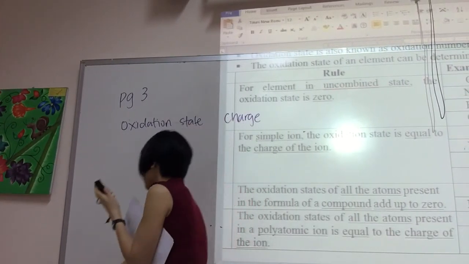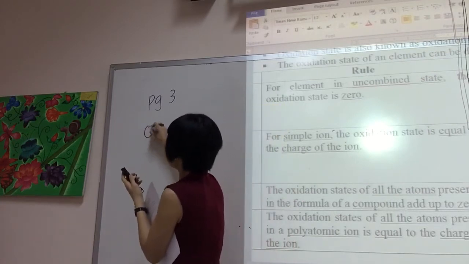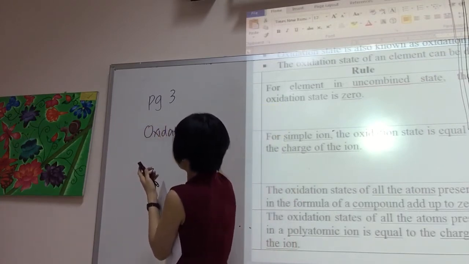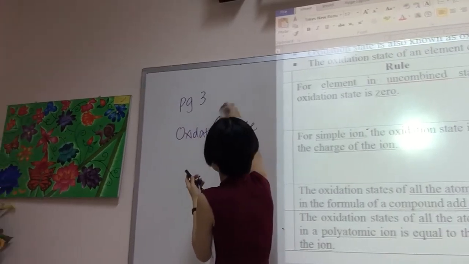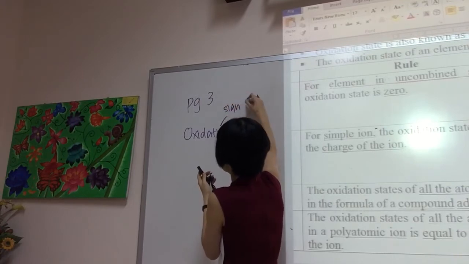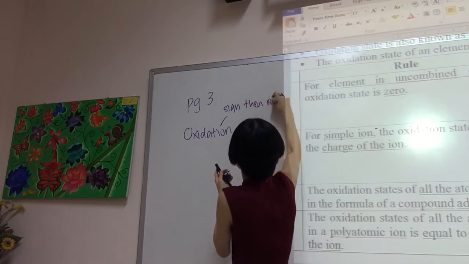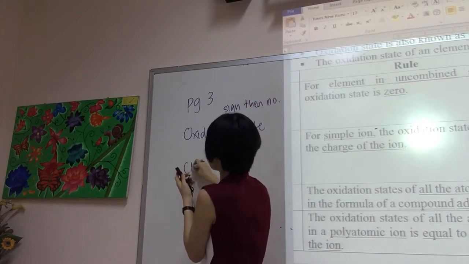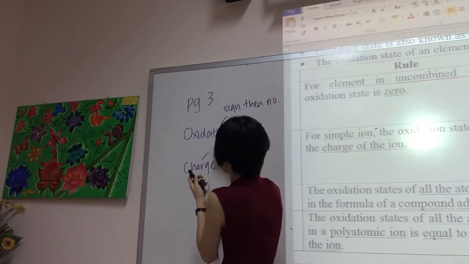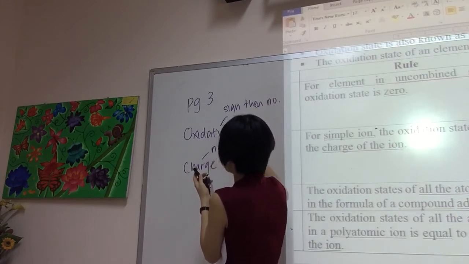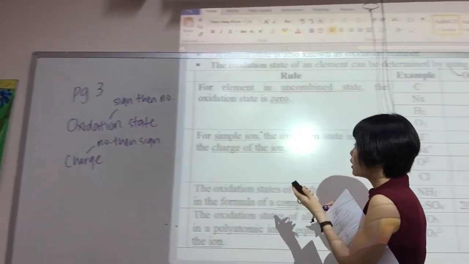For oxidation state, I'll write it bigger. This one will be the sign first, that means plus or minus, then number. Whereas for charge of an ion, it will be in terms of number, then sign, which you have seen in the slides that I've given to you. So take note of that.